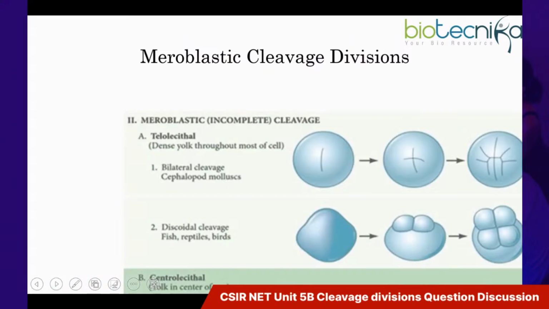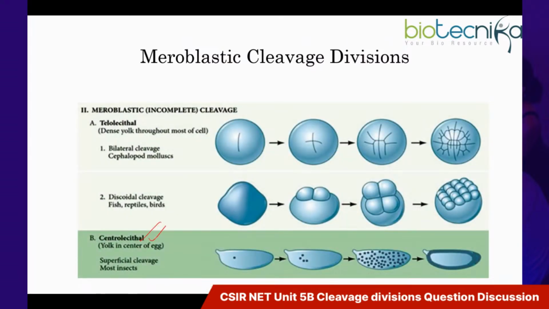Then you have meroblastic cleavage divisions. So what we saw is centrolecithal, where because of the heavy amount of yolk in insects, the cleavage division doesn't happen properly, as in only the nucleus divides. There is no cell division. Only karyokinesis takes place. There is no cytokinesis. So that leads to the formation of something called a syncytium. All these nuclei will be dividing, and then moving towards the periphery. After moving towards the periphery, they will be surrounded by cell membrane. So that is what is centrolecithal.